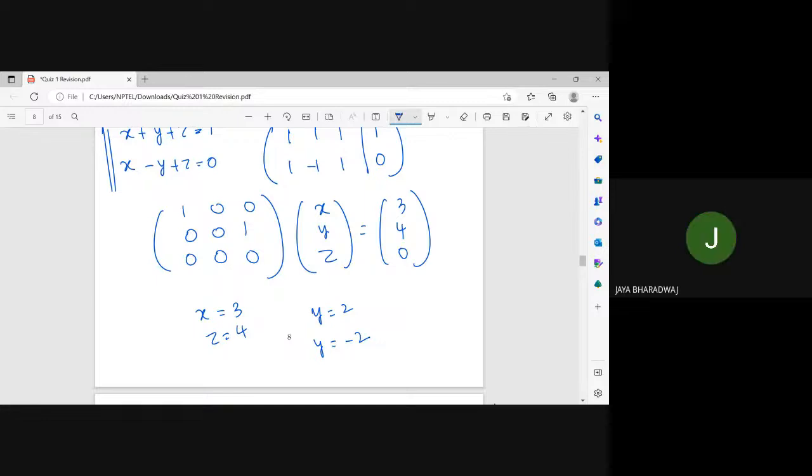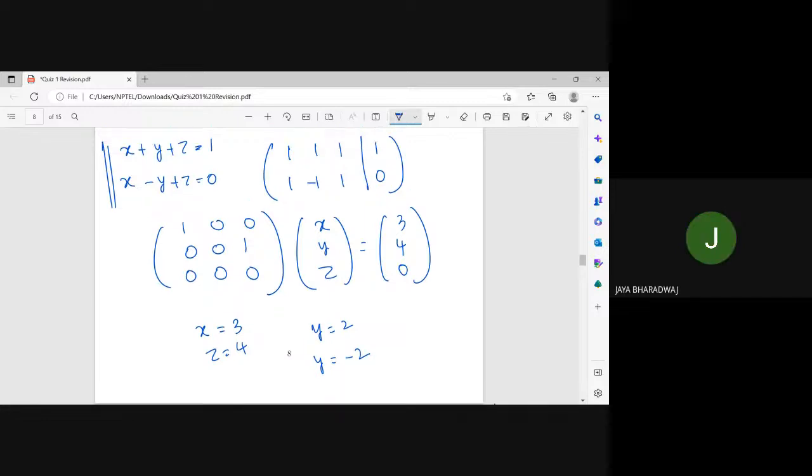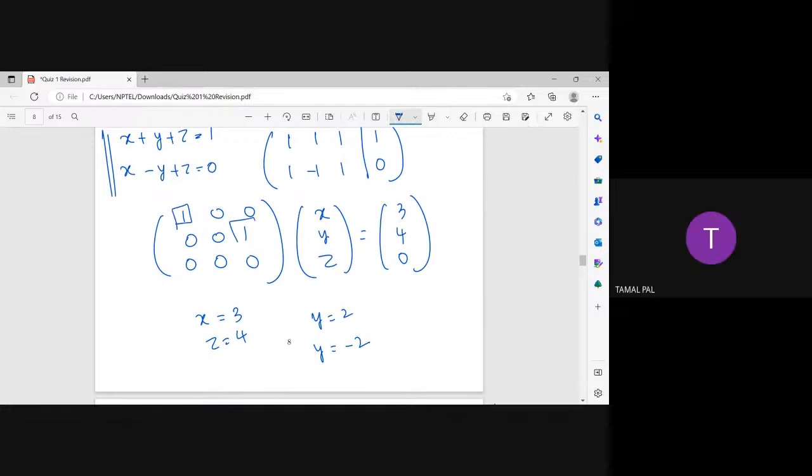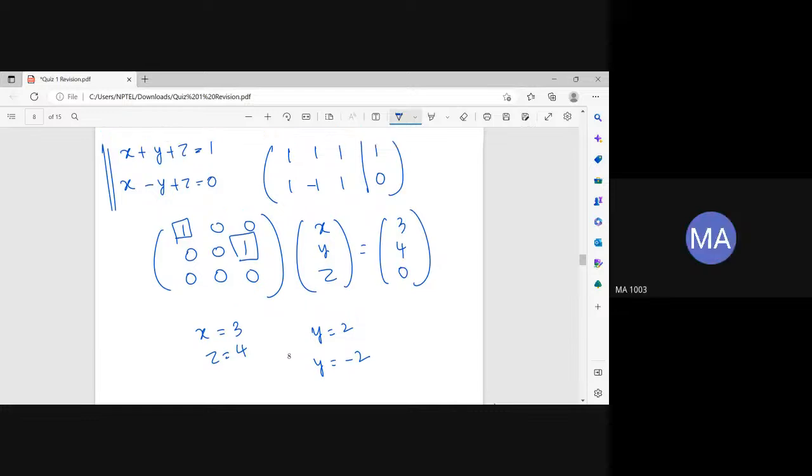Ma'am, so in this case, X and Z are dependent variables and Y is an independent variable. Yes. So, ma'am, can we say that if in a system any variable is independent, that system has infinite solutions? Yes, when you have an independent variable, then it has. But it is also possible that you have something like this, right? No solution. Yeah, that is also possible. If there is a solution, there will be infinitely many solutions.